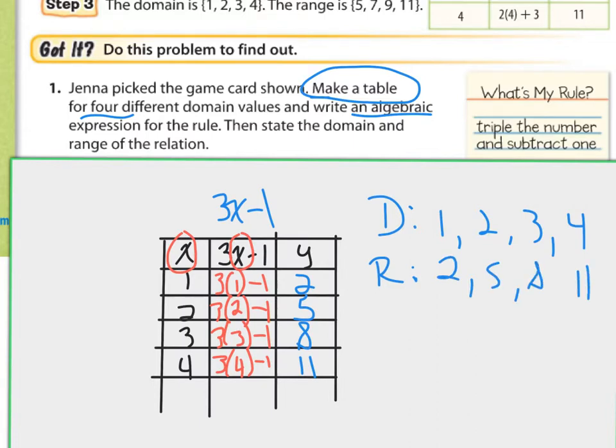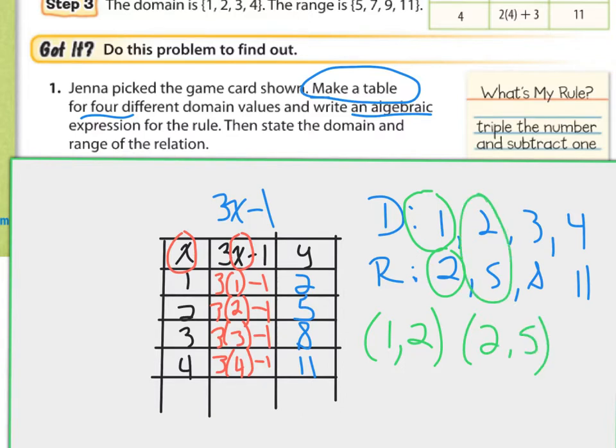Now you realize these also become ordered pairs. If I wanted to graph this, my first coordinate would be 1, 2, because when x is 1, y will be 2. And then my next one would be 2, 5. You see it right there. My next one, 3, 8. And my last one would be 4, 11. And I could use those ordered pairs to graph on a coordinate plane.